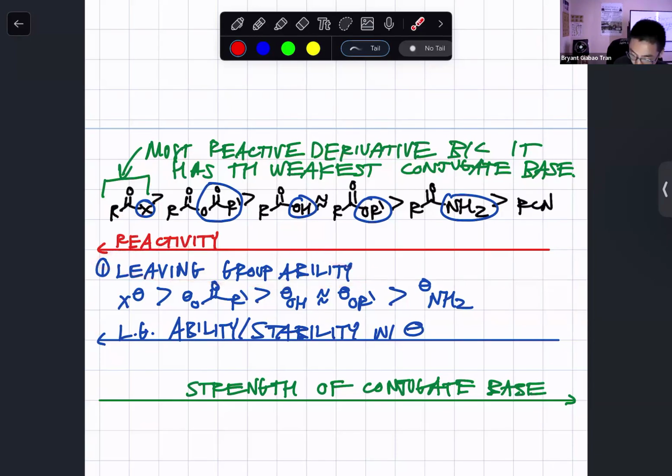I like to say this is the best leaving group derivative, which makes it the most stable negative charge. And if it's the most stable negative charge, it's the least reactive, making it the weakest conjugate base. Whereas this amide here is the least reactive derivative because it creates the strongest conjugate base, so it doesn't want to leave. Does that factor make sense so far?